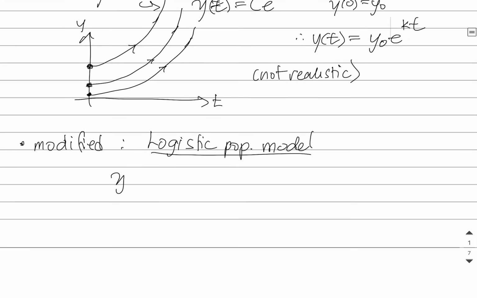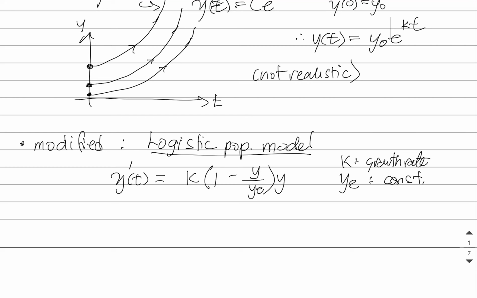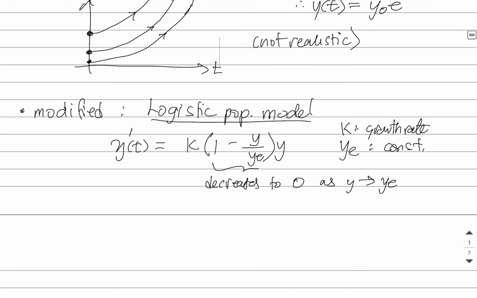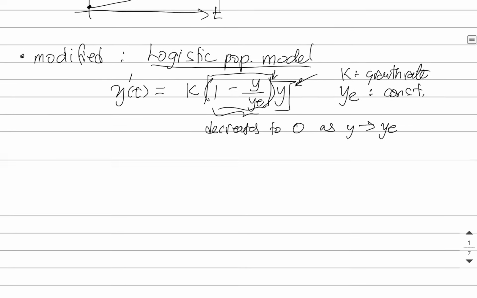So the logistic population model works a little differently. It's going to have, again, some growth rate factor, but there's an additional term in front of that y. So here, we'll say that k is the growth rate, and we'll say y_e is some constant. And a little bit later, you'll see what that constant has to be. But effectively, this term right here decreases to 0 as the population approaches this value y_e. These two terms work against each other. As y gets bigger, this term wants to increase, but as y gets bigger, this term wants to decrease. So they'll eventually settle on some sort of value.